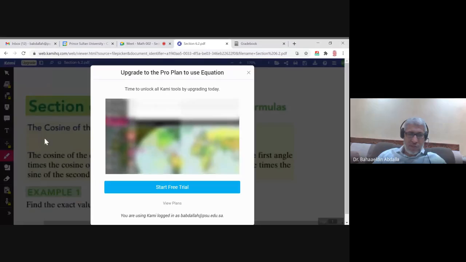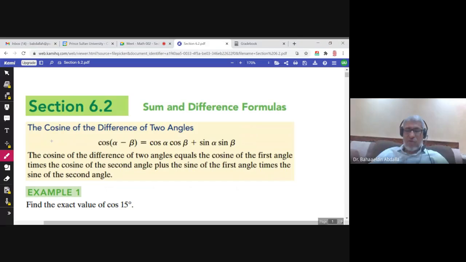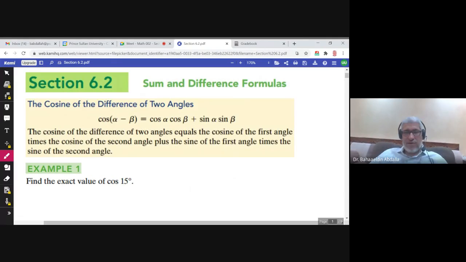We are in chapter 6 now. This is section 6.2, and chapter 6 is a continuation of chapter 5, so it's also about trigonometric functions. We will learn here in this section how to find the sum and difference of two angles. So we will talk about sum and difference formulas.